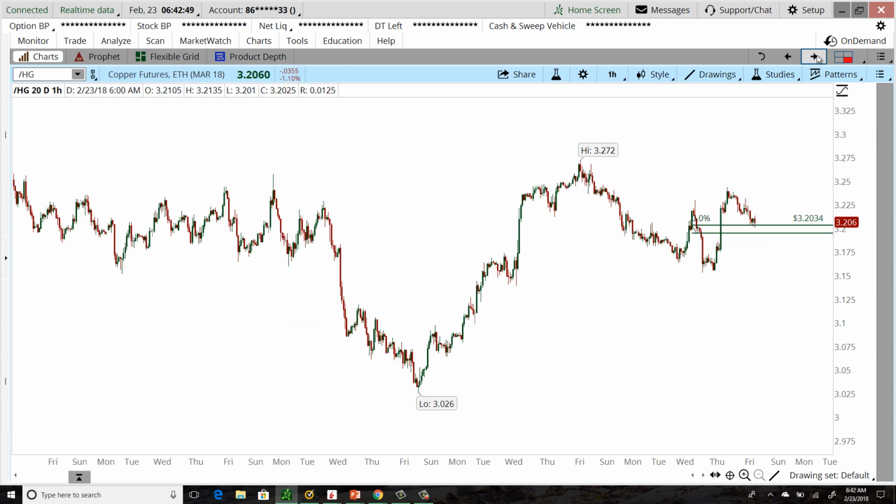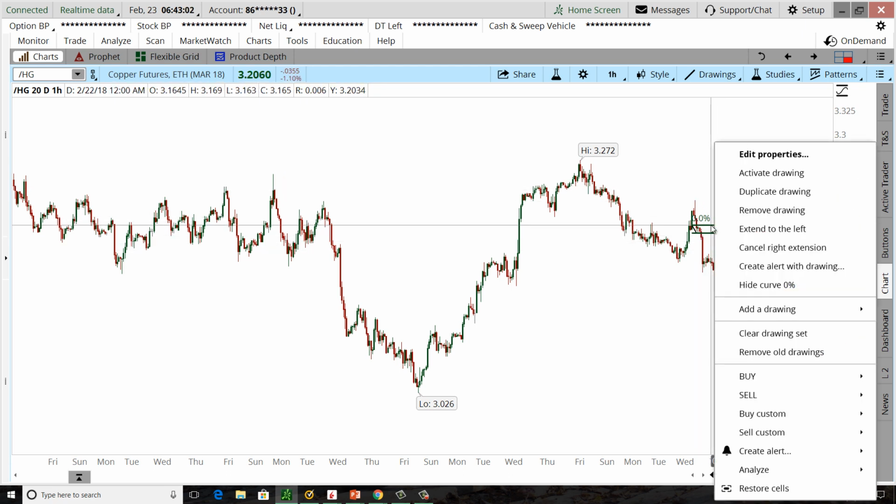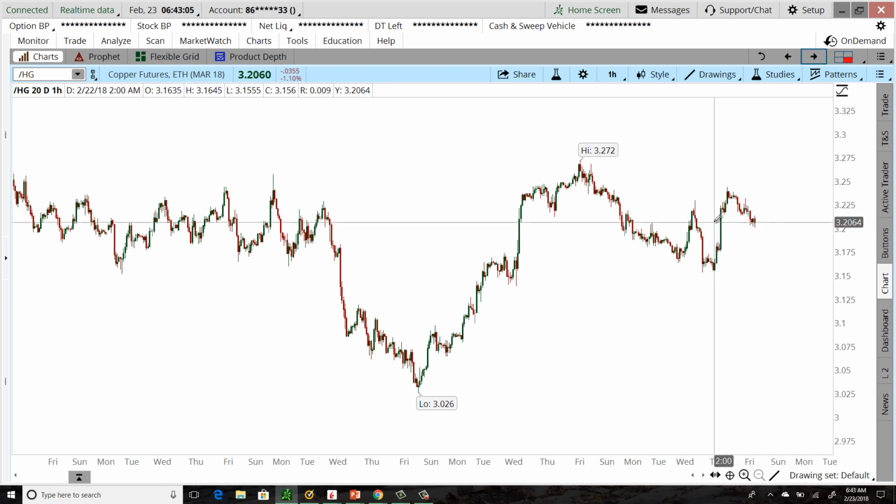And then there we go, copper. So copper, we had identified a potential short in copper, and we got that one wrong. That one just blew right through, no stopping it. There was no ifs, no ands, no buts about it. Do not pass go, do not collect $200. That one just blew right through the level.